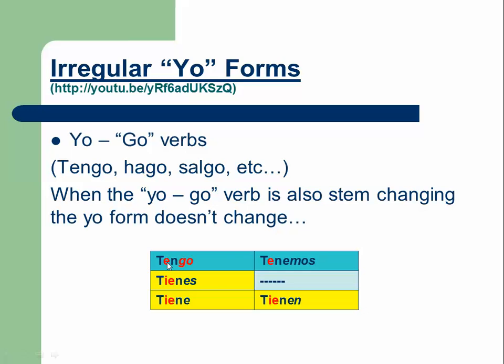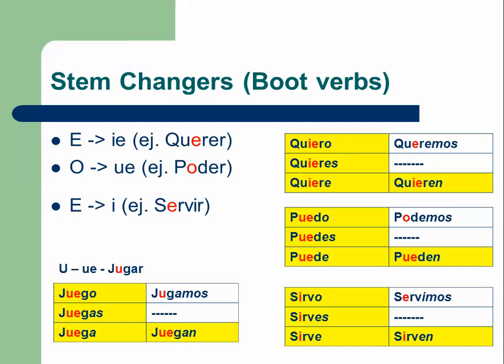So, for example, tengo, there's no stem change there. But you do have a stem change in the other three forms, where there generally is one. Good, so let's look at stem changes.